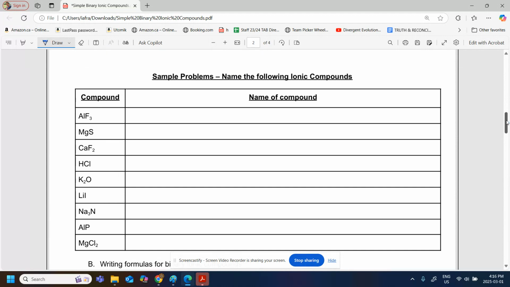You can try these problems here, and then you can check your answers afterwards. So pause the video and then check your answers. So hopefully you paused the video and now you're just checking your answers. AlF3, that would simply be aluminum fluoride. MgS would be magnesium sulfide. CaF2 we already did above, so just take a look at the previous example that we did.